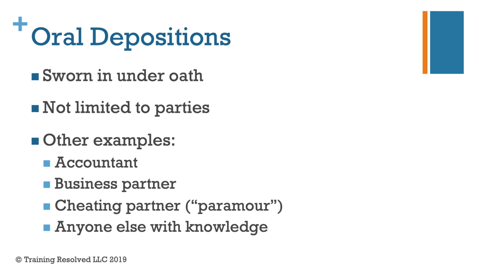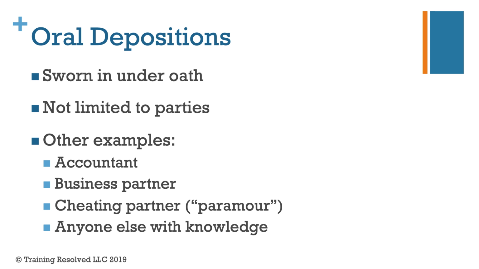Some other examples of people who may be called for oral depositions are your accountant, your business partner, someone that you or the other side have cheated with. There's a special name for those in a divorce case, and that person is designated as a, quote, paramour. So if you hear that term, that just means it's someone that you or the other person have been dating outside the marriage. And finally, it could include anyone else who has knowledge about your case that you want to have an oral deposition of.